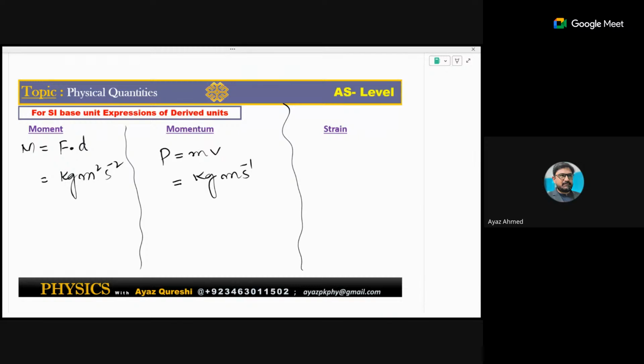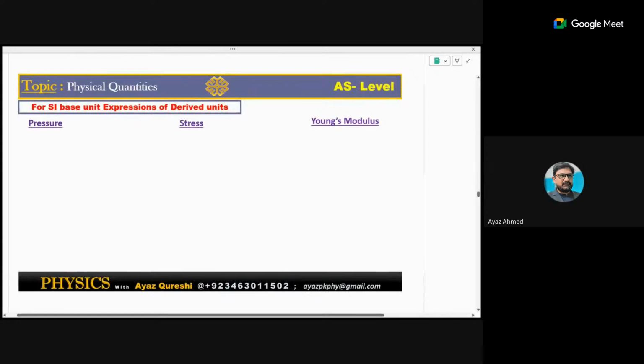Strain is actually change in length per unit original length. So it has the same units in numerator and denominator, so no unit at all. So for SI base, for strain, you will write nothing, no unit. Is it clear to all?